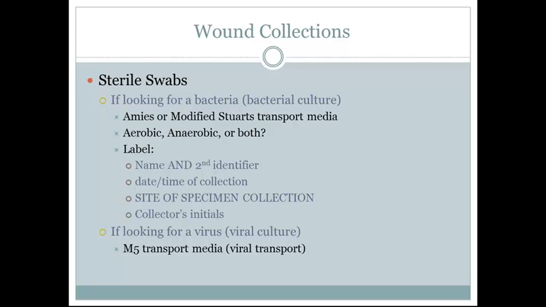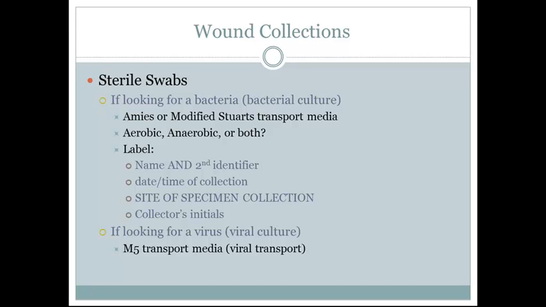For wound collection, the label is also very important. We would put the patient's name and the second identifier, meaning the medical history number or the date of birth. The date and time, the time should be always in military time, and then the site of specimen collection. And this needs to be very, very specific. It needs to be left posterior ankle, left anterior ankle, knee, whatever, wherever the collection was.